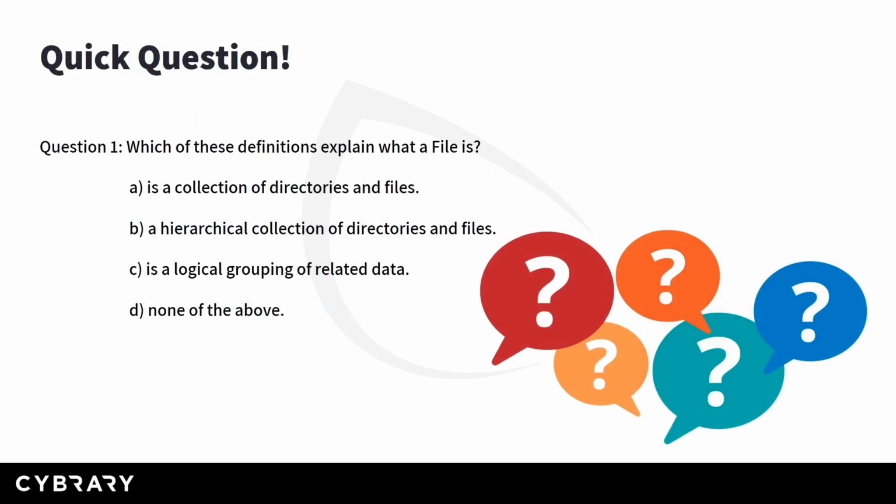Before continuing, here's a quick question for you. Which of these definitions explain what a file is? Do you think it's A, a collection of directories and files, or B, a hierarchical collection of directories and files, or probably C, a logical grouping of related data, or D, none of the above? If you say C, you are correct. A file is a logical grouping of related data.